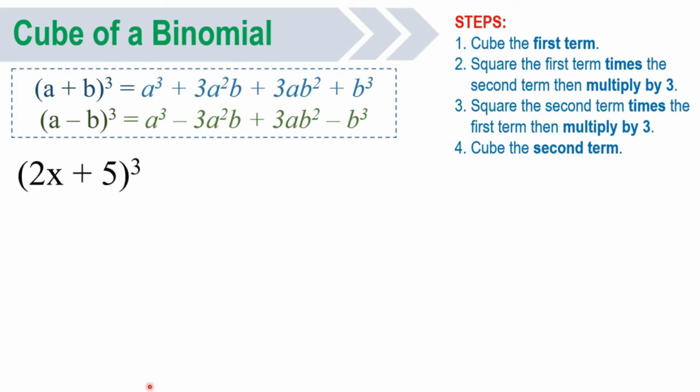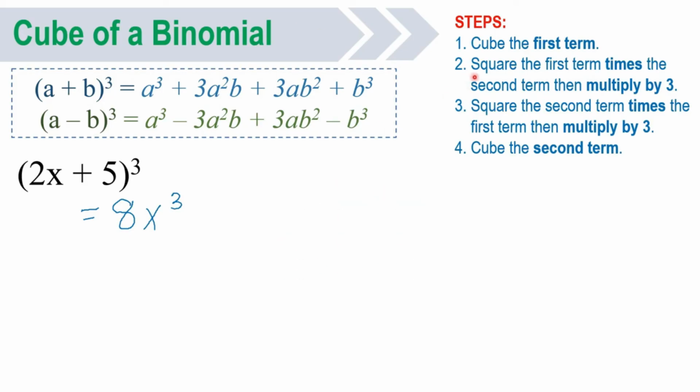Let us try this with our example. Here we have 2x plus 5 raised to 3. So this is an example of the cube of a binomial. Let's start with the first step, cube the first term. The first term here is 2x. We just have to cube 2x. It means 2 times 2 times 2. So 2 times 2 is 4 times another 2, that will be 8. We'll have 8 and then x raised to 3. So we just have to multiply x times x times x, and that will be x cubed.